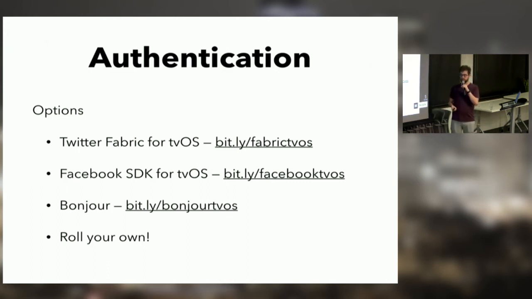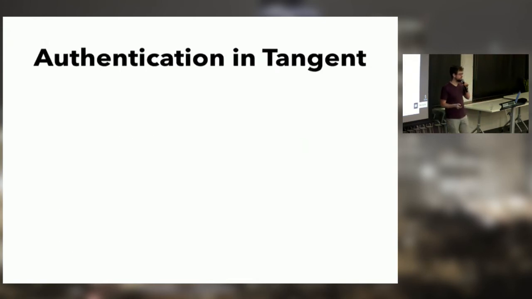I did not have the benefit of any of these even existing, nor could I have used them for Tangent when I was building it, because I have to do OAuth with Instagram. I don't have an iOS app. So I was like, well, how am I going to do this? In that case, you could roll your own solution, which is what I did. So I'm going to talk about how authentication works in Tangent, piece by piece. Hopefully this is useful to other people if you end up in a similar situation. You can use the same pattern to build authentication into your app.